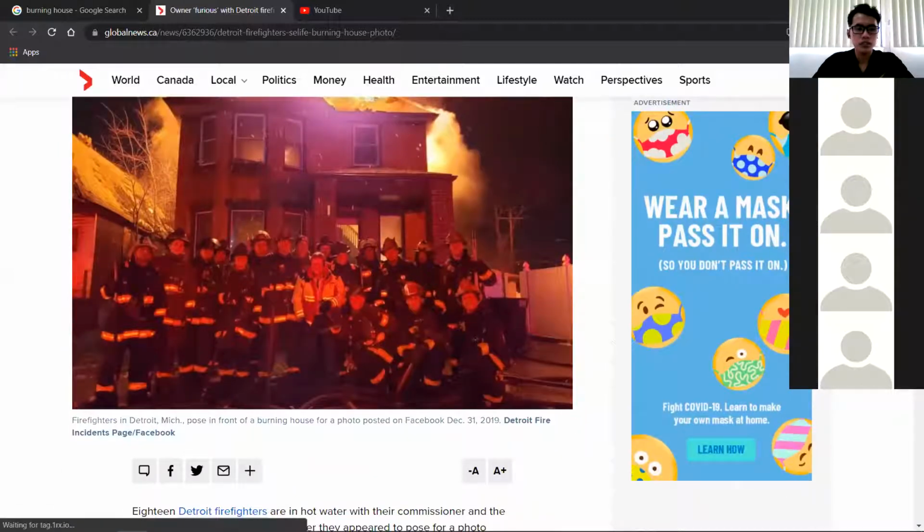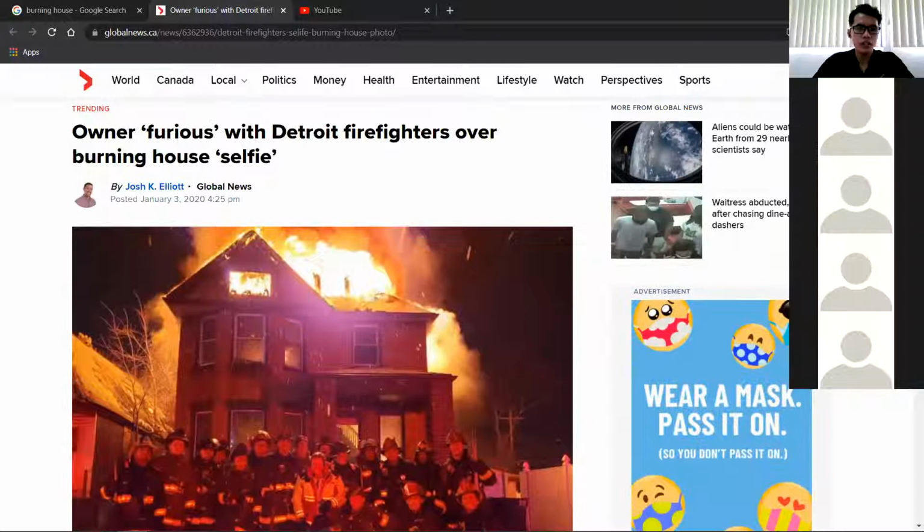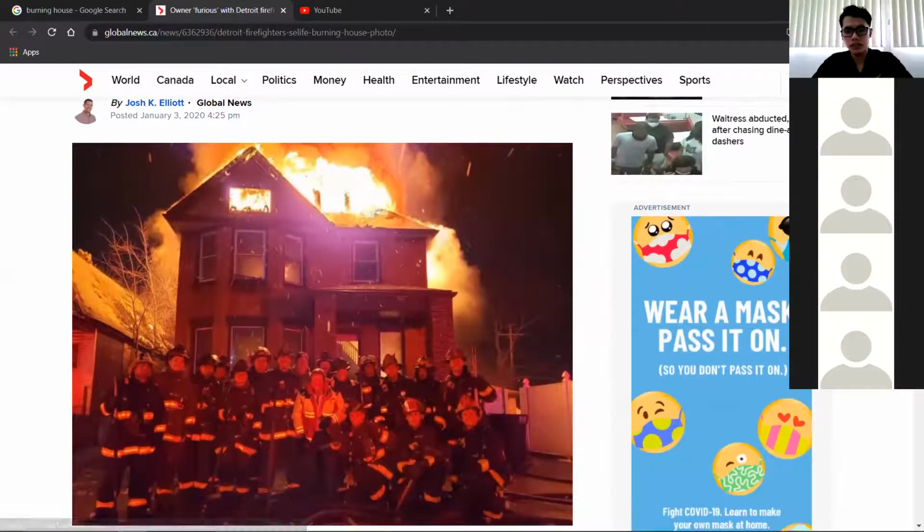So in this case, for example, "Firefighters in Detroit pose in front of a burning house for a photo posted on Facebook in December," and also the title is "Furious with Detroit Firefighters Over Burning House Selfie." So it gives a literal meaning. Instead of clearing up the fire, the firefighters just take a picture and wait a longer time for the house to burn. If you just see the picture, you will just imagine what actually happened. Why did the firefighters just take a picture instead of taking care of the fire? So you need to give additional information about the picture to give clear information to know what actually happened in the event. Let's move on to the module.